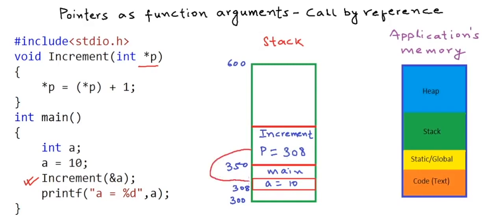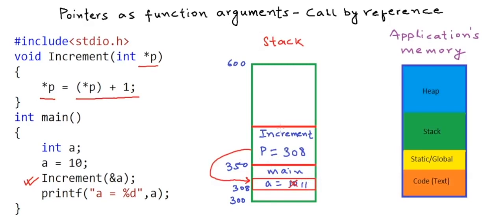So p is pointing to A. Now in this statement here, when we say asterisk p, we dereference this address. So we are saying here that asterisk p is the value at the address stored in p. So we say: increment the value stored at address p by 1. The value stored at address 308 gets incremented by 1. So A is now 11.